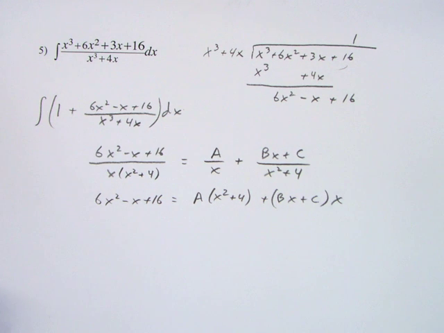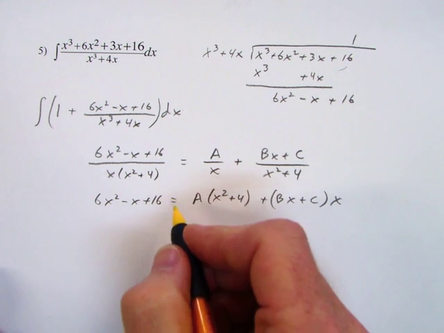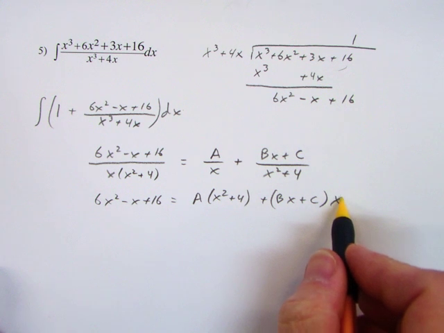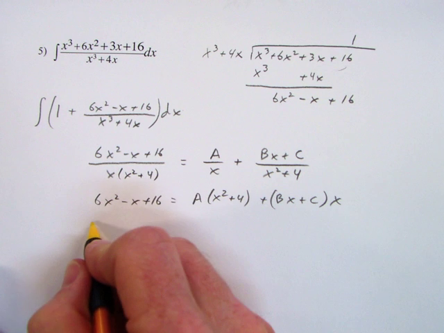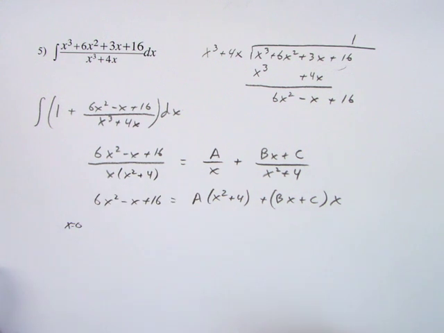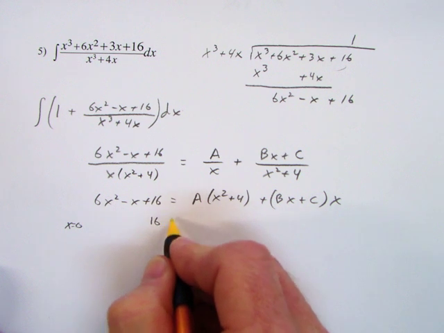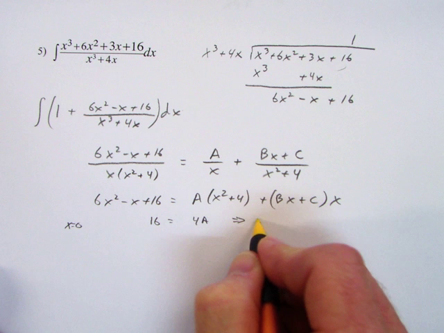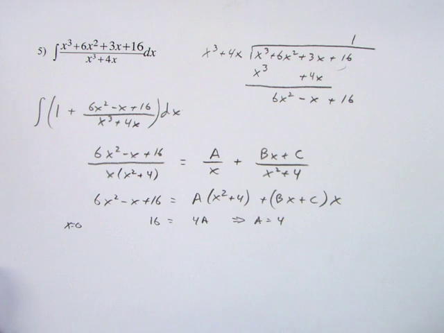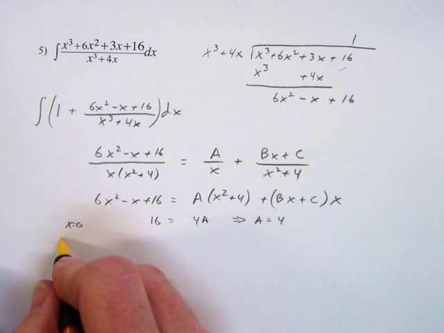So what do you think we can do right now? If you notice here, I have x times this expression. If x is 0, then I can get rid of that whole thing, and we get 16 equals 4A, so A is 4.